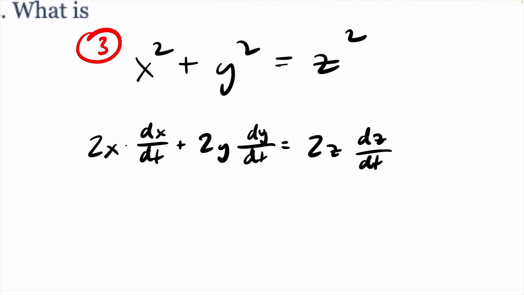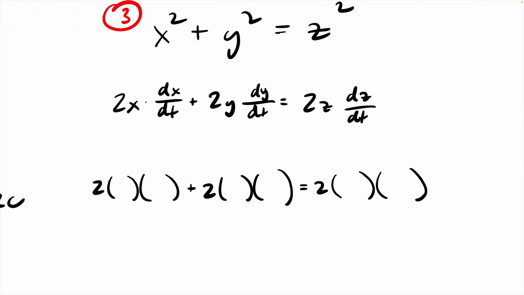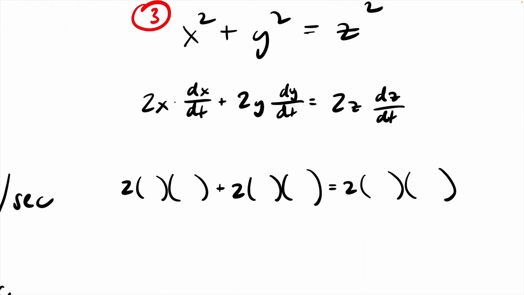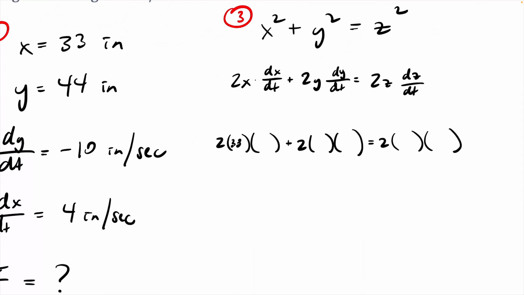Okay. Last step, plug in everything. Okay, so let's set this up. 2x dx/dt plus 2y dy/dt equals 2z dz/dt. I know 2. What is x? 33. What is dx/dt? Positive 4.